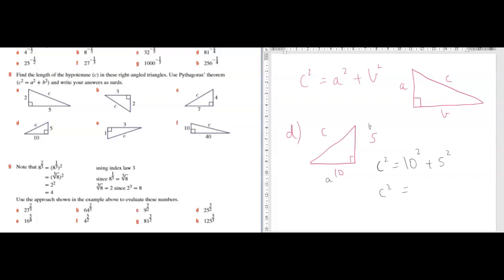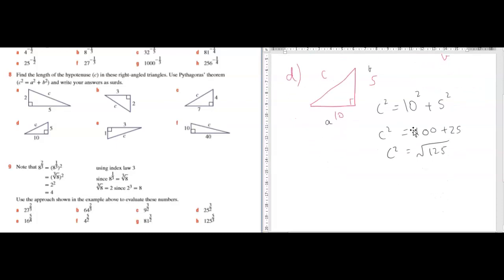Okay, so 10 squared is 100, 5 squared is 25. So c squared equals 125. And, oops, so we took the square root of both sides. So c is equal to the square root of 125.